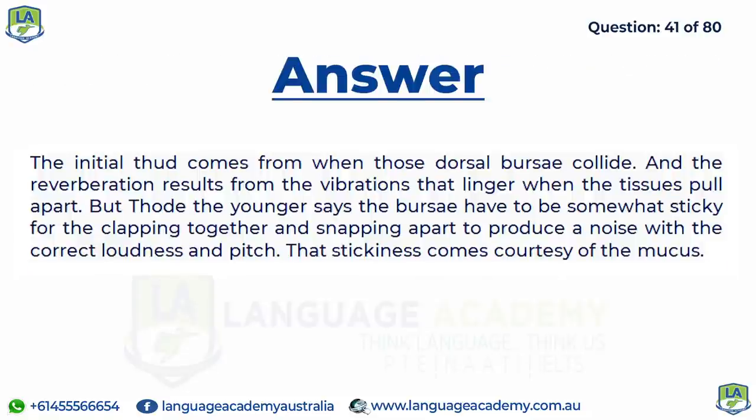The initial thud comes from when those dorsal bursae collide. And the reverberation results from the vibrations that linger when the tissues pull apart. But though the researcher says the bursae have to be somewhat sticky for the clapping together and snapping apart to produce a noise with the correct loudness and pitch, that stickiness comes courtesy of the mucus.